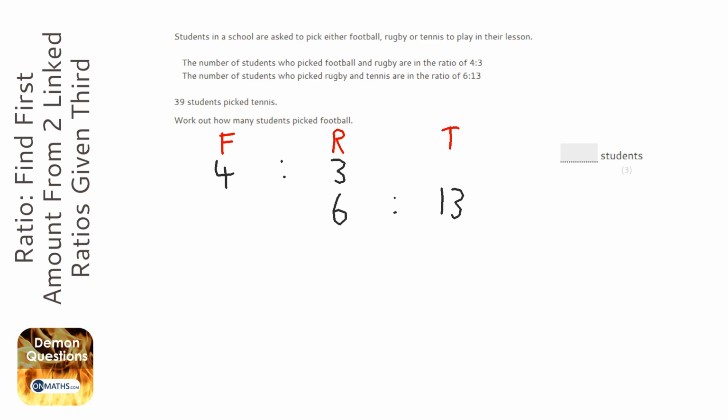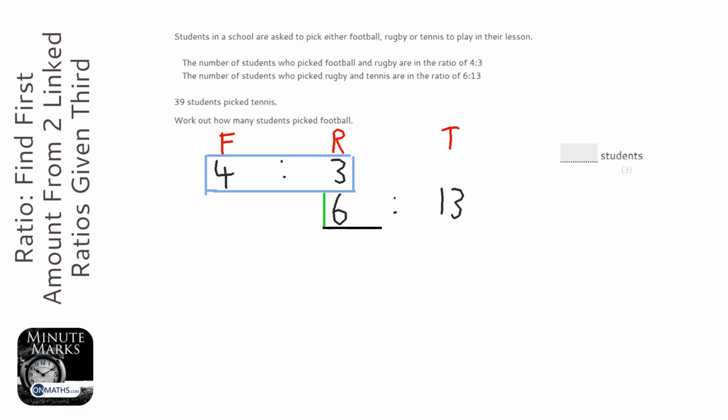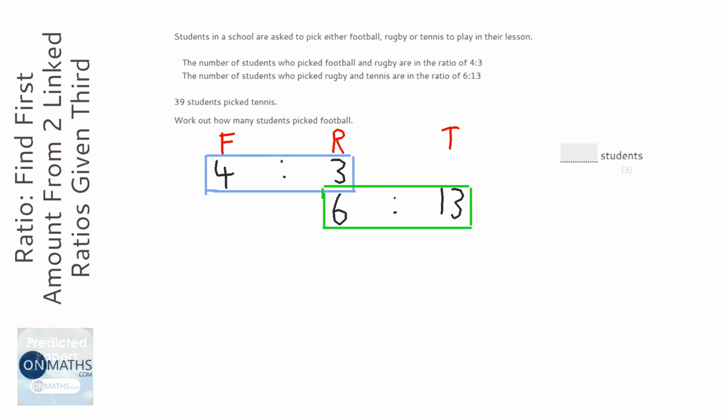So these two ratios here are kind of incompatible at the moment. Got this one here, which is linking the football and the rugby, and we've got this one here which is linking the rugby and the tennis. What I'd like to be able to do is put the two together and make just one ratio. So if you notice from the one I've put a blue rectangle round, we've got the rugby as 3 parts of that, but in the green one the rugby is 6 parts of that.